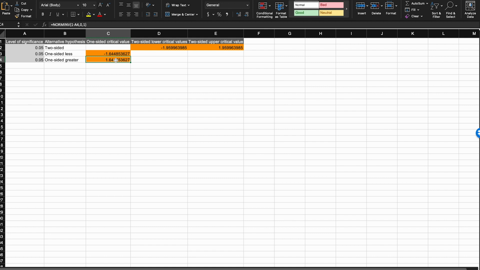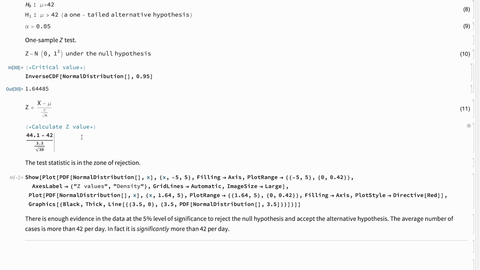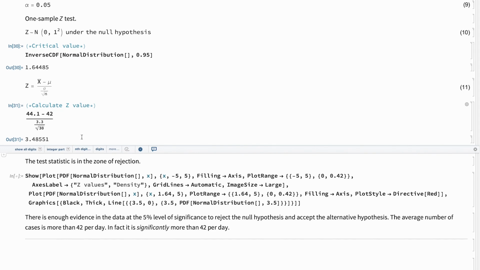If my z is below that, I fail to reject. If my z value is more than 1.64, I'm going to reject the null hypothesis. So there we go. Here's our calculation for z. I'm plugging in all those values, x bar minus mu divided by the standard error. I get a z value of 3.5 almost. I'm 3.5 standard errors away from the mean. That is much more than being 1.64 standard errors away from the mean.